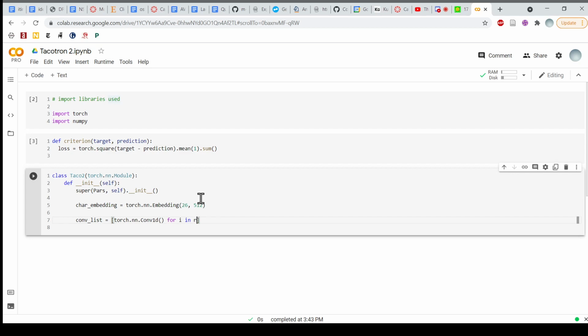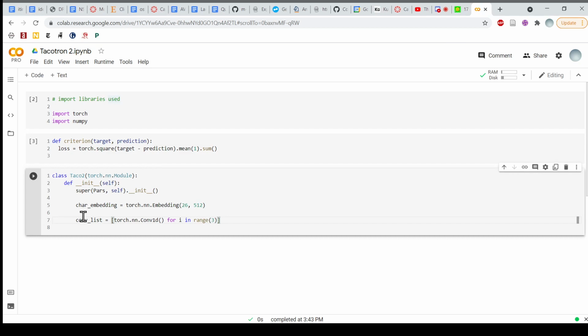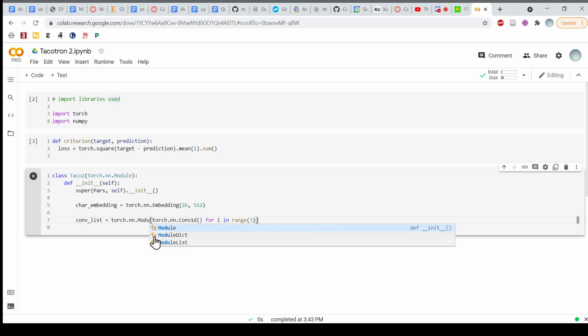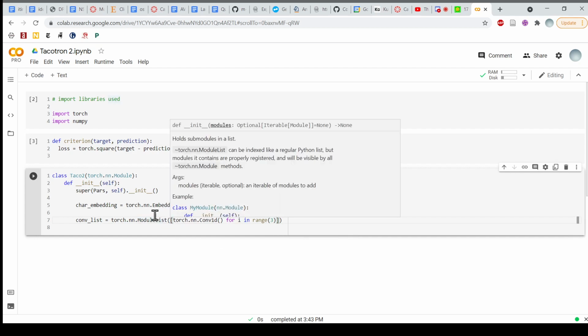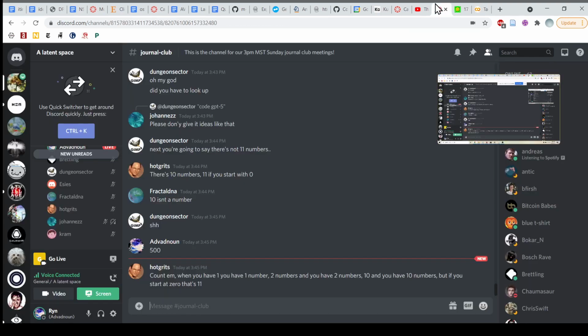For i in range, how many did they have? 3? For i in range 3, and then you just say torch.nn. I could probably do sequential, but I'm going to do module list. I don't know, we'll see how that goes. Basically, instead of writing out 3 of these, I can just do 3 of them like this in a little list and then feed that into module list.